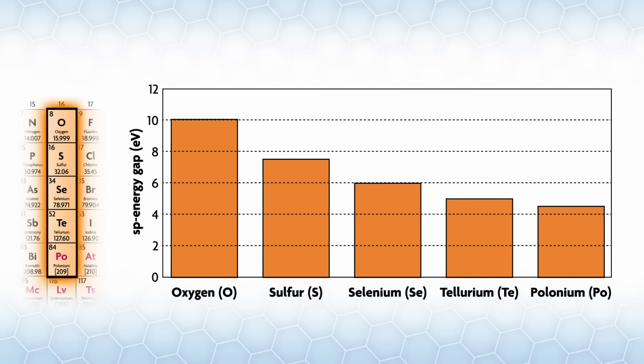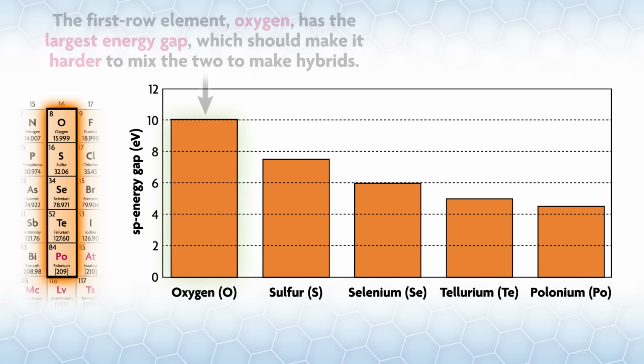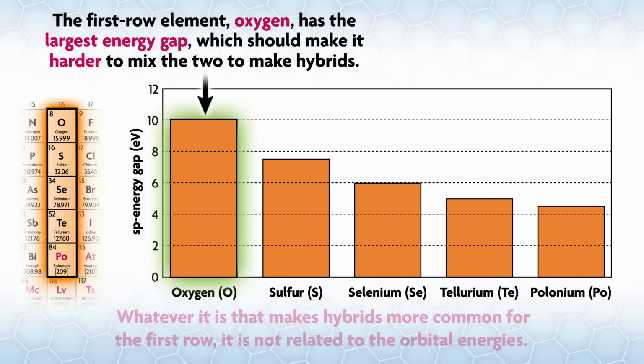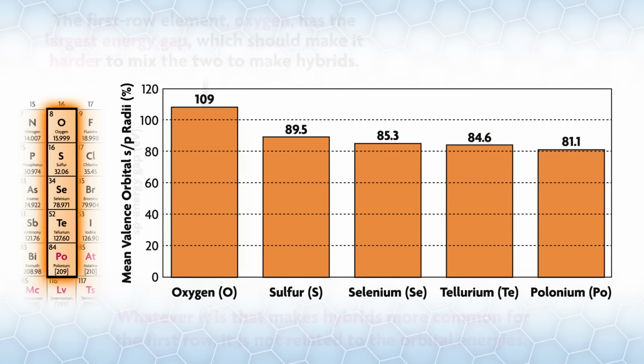If we look at the energy difference between the s and p orbitals for the chalcogens, here's what we find. The first row element, oxygen, has the largest energy gap, which should make it harder to mix the two to make hybrids. In other words, whatever it is that makes hybrids more common for the first row, it isn't related to the orbital energies. However, let's look at the mean orbital sizes of the s and p valence orbitals.